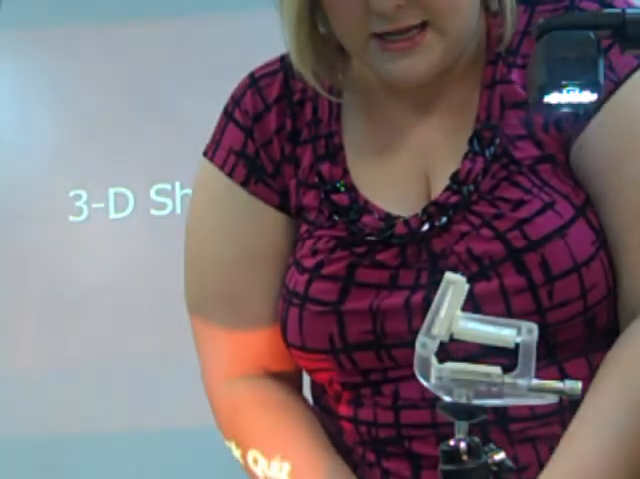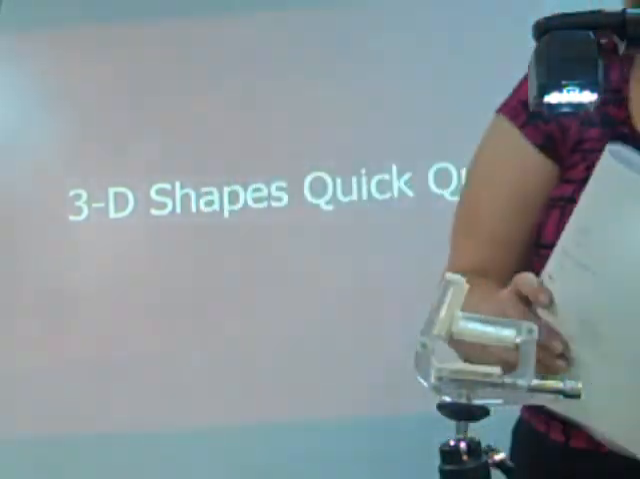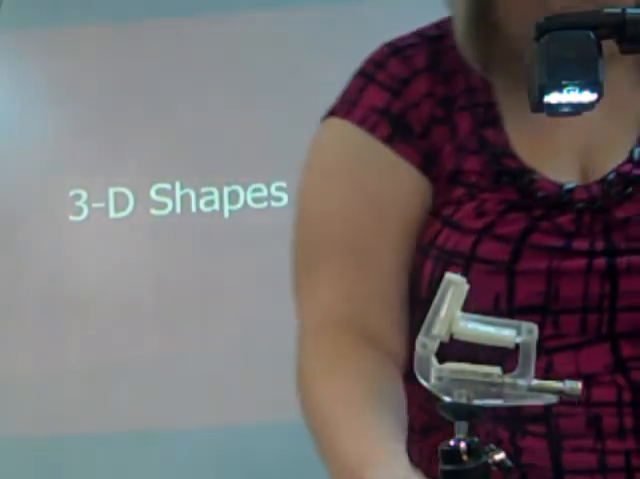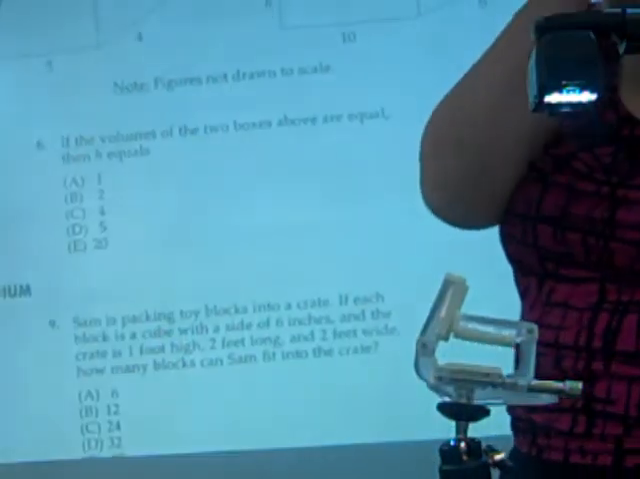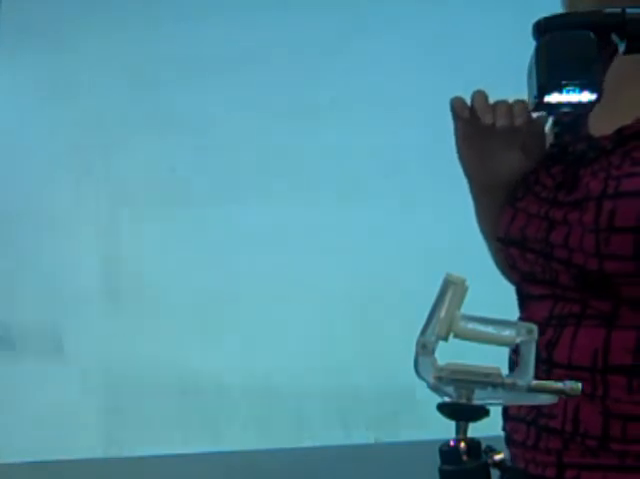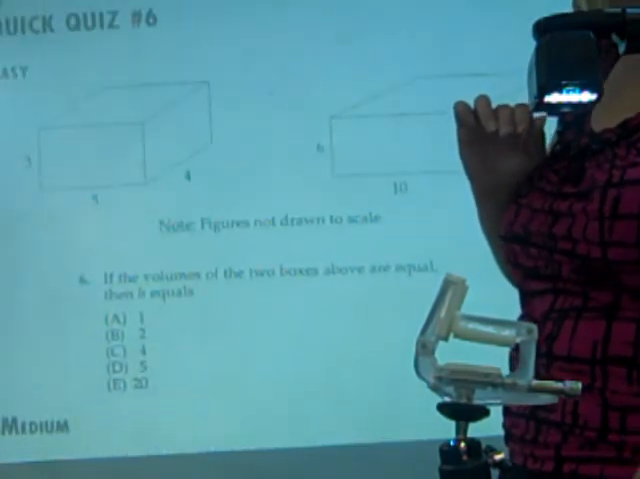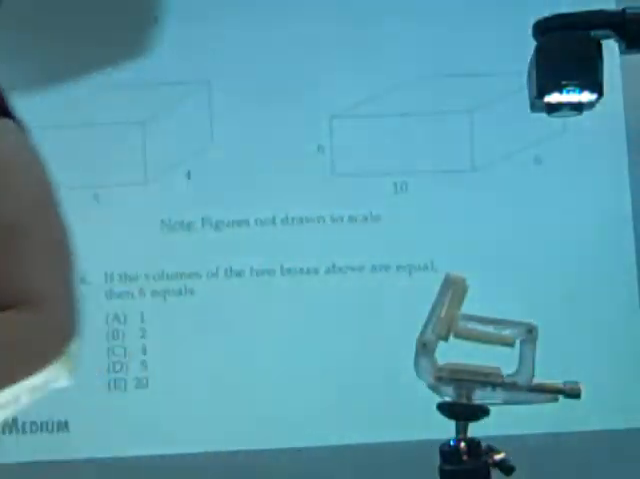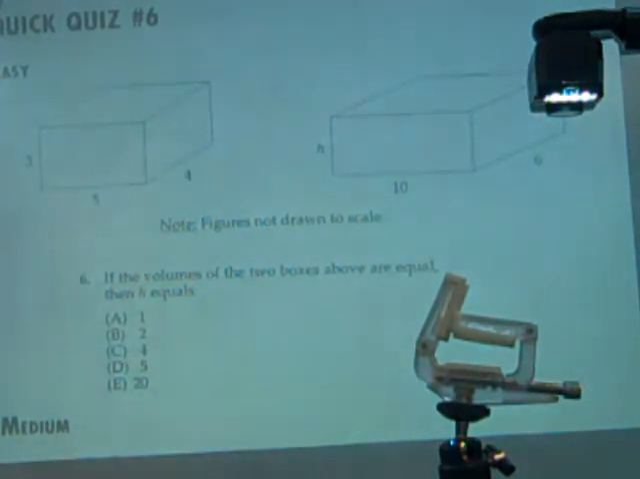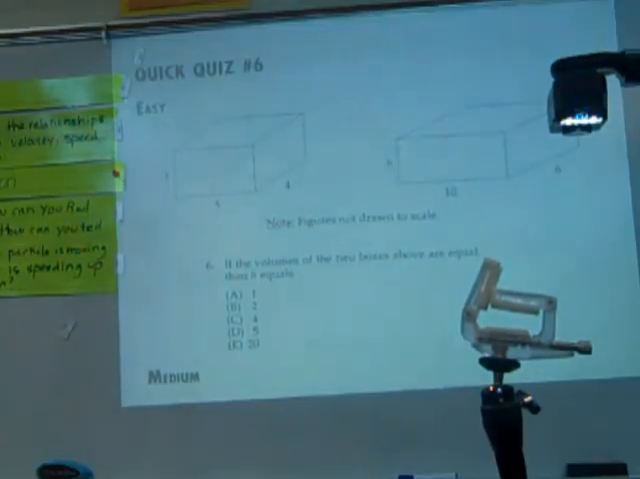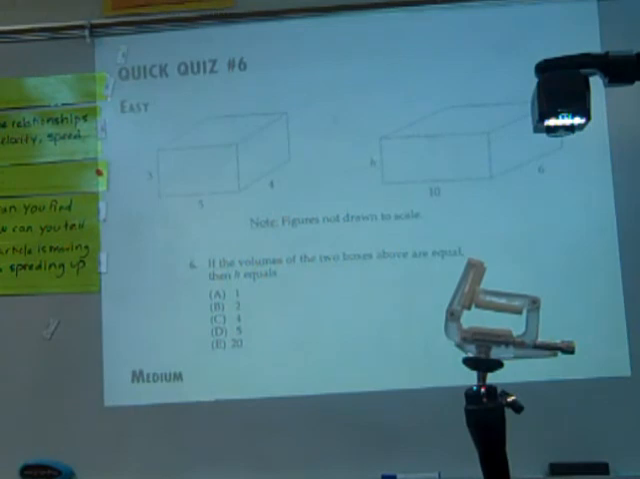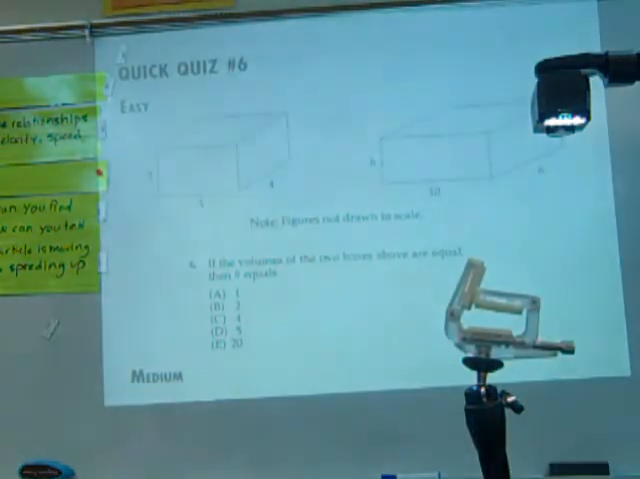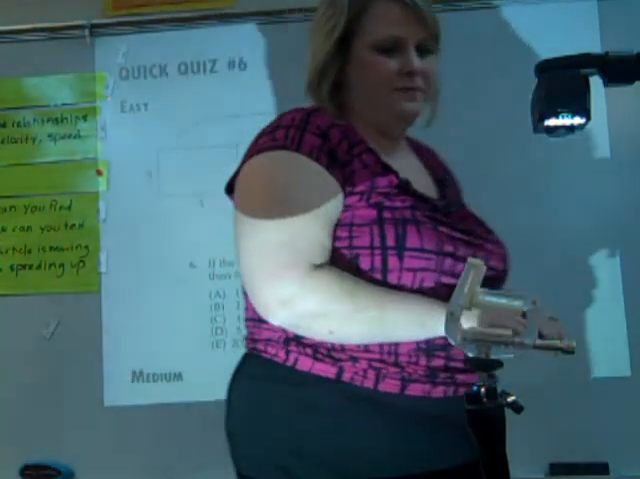Okay, so quick quiz number 6. And I think these all deal with rectangular solids, so these will be pretty easy. So the first one, if the volumes of the two boxes above are equal, then what is H?